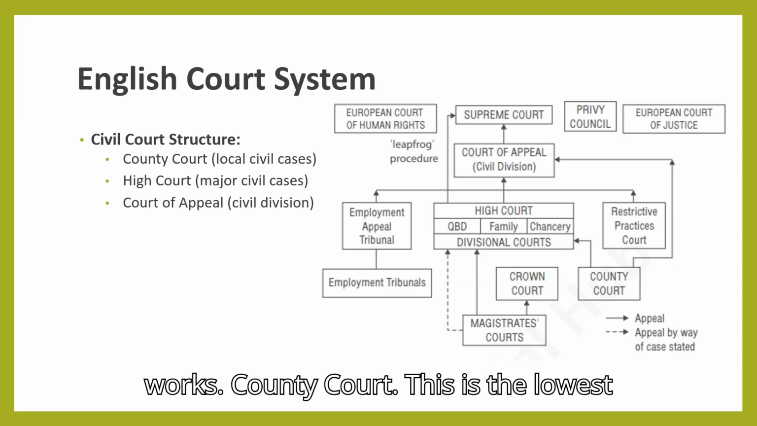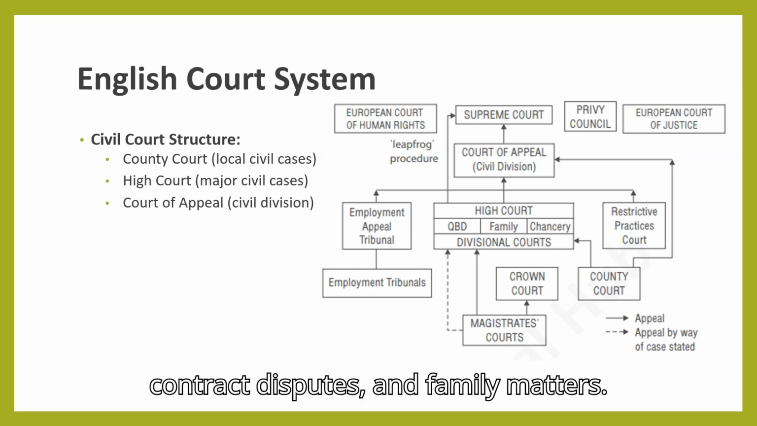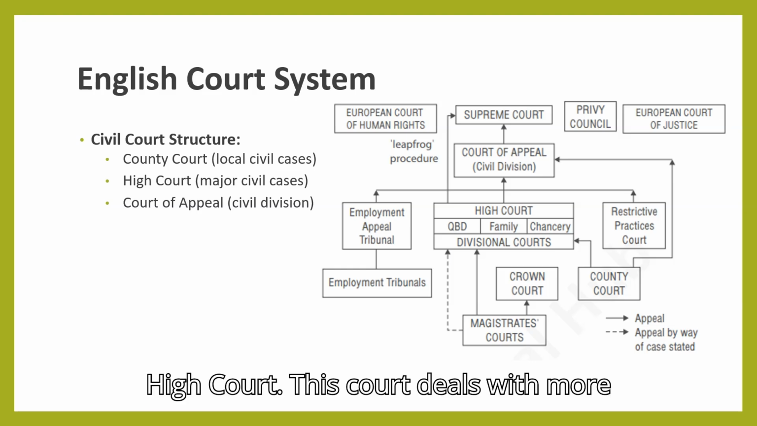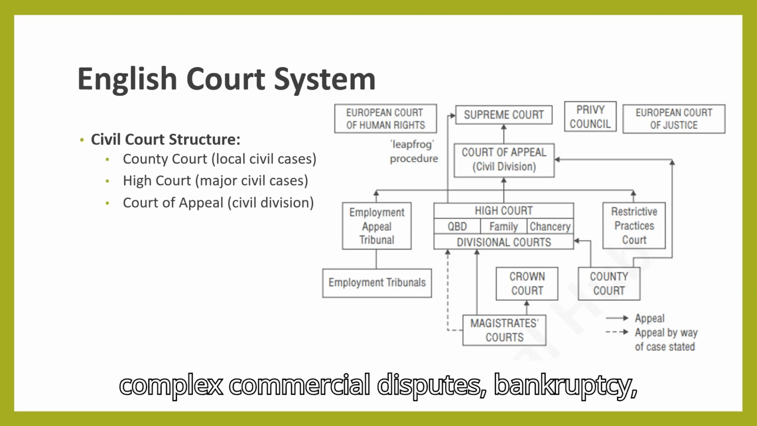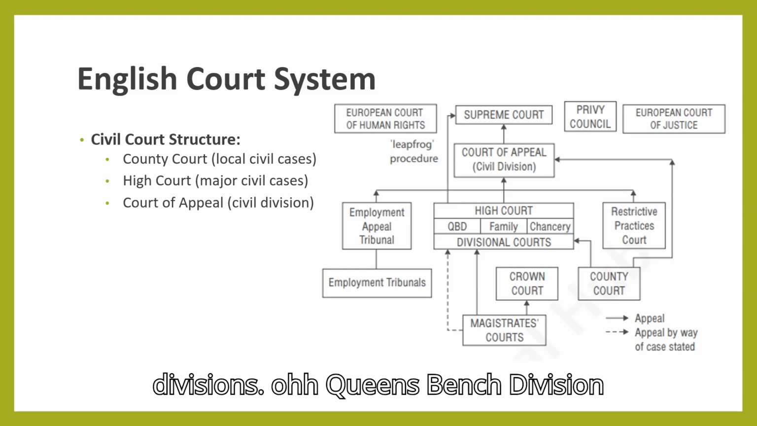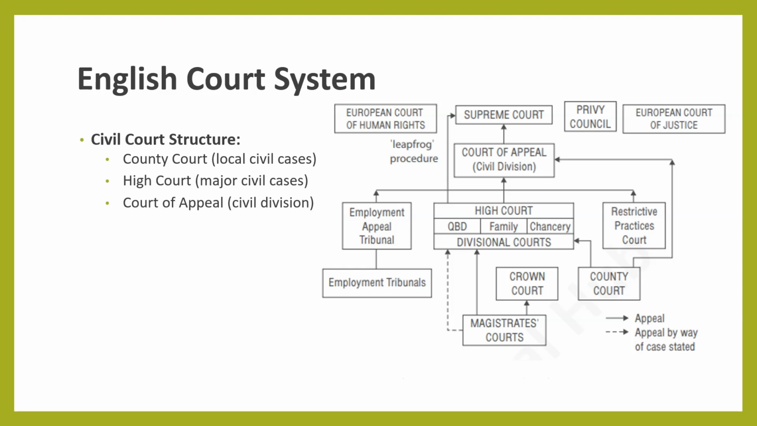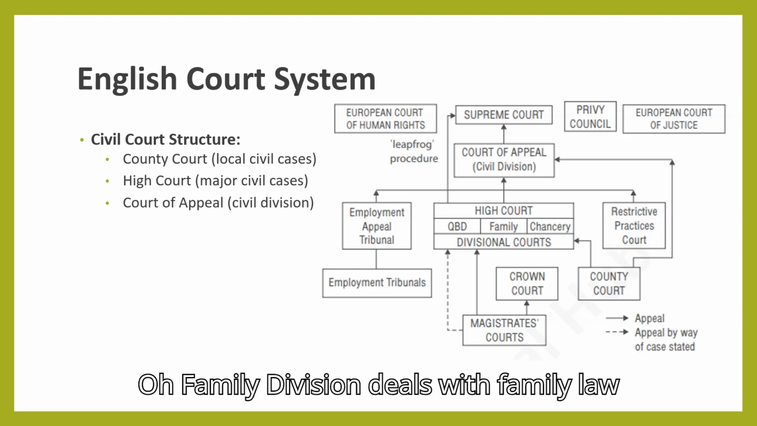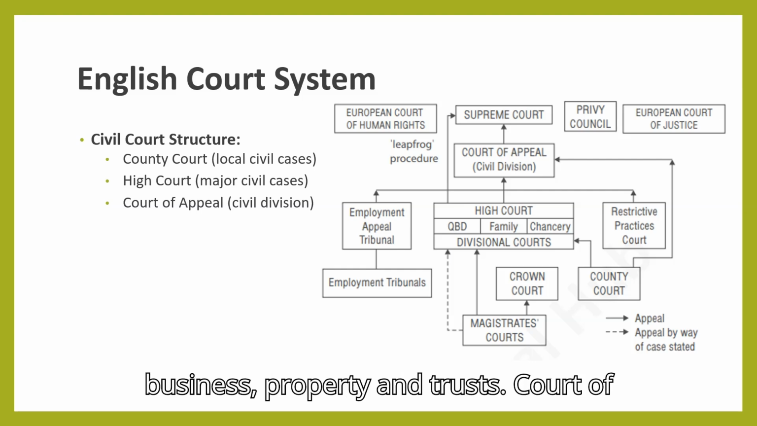Here's how it works. County court. This is the lowest level of civil courts, handling local civil cases such as small claims, contract disputes, and family matters. High court. This court deals with more significant civil cases, including complex commercial disputes, bankruptcy, and judicial reviews. It has 3 divisions. Queen's Bench Division, QBD, handles contract and tort cases. Family Division deals with family law matters. Chancery Division focuses on business, property, and trusts.